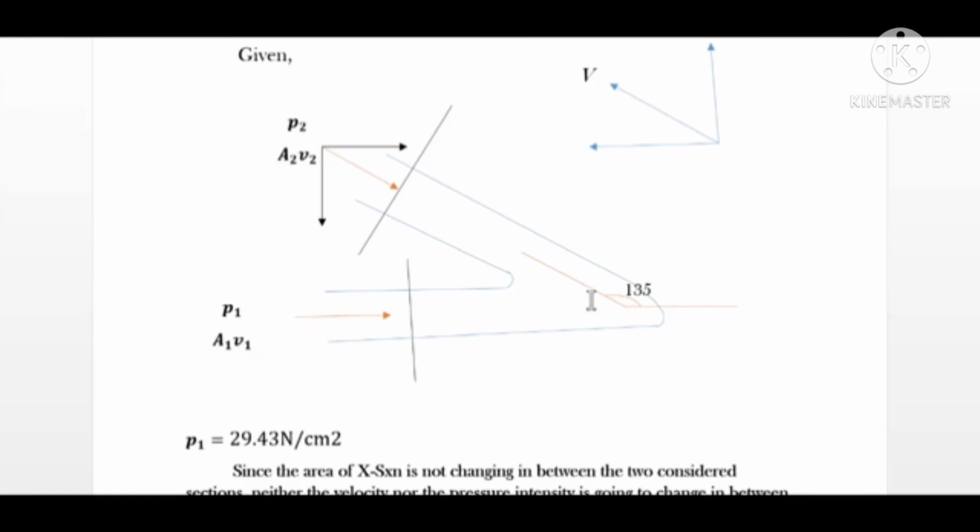Here we have a pipe which is having a pipe bend, and the bend is at an angle of 135 degrees. So let us consider the two cross sections on which we will apply the momentum equation to find out the resultant force acting on the pipe bend. For this cross section I have put pressure, area and velocity as P1, A1 and V1, and for this section we have assumed P2, A2 and V2.